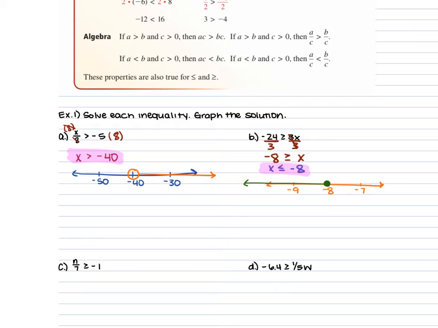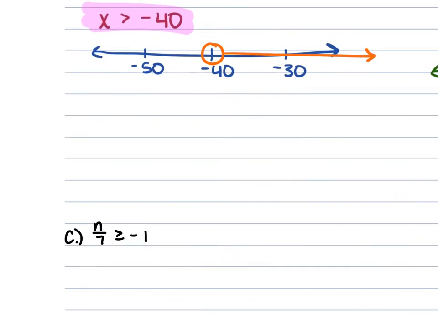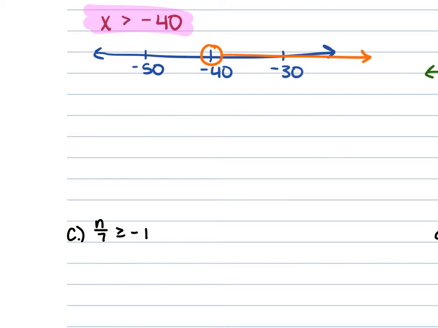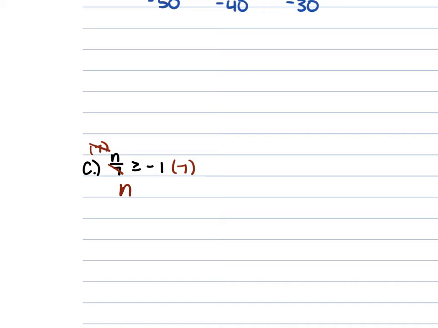For C, we have n over 7 is greater than or equal to negative 1. So we are going to multiply each side by the 7. The 7's will cancel, so we just have n is greater than or equal to negative 1 times 7, which is negative 7.